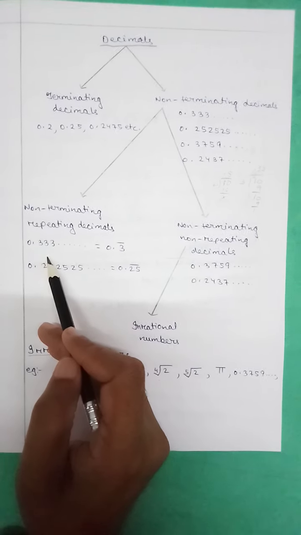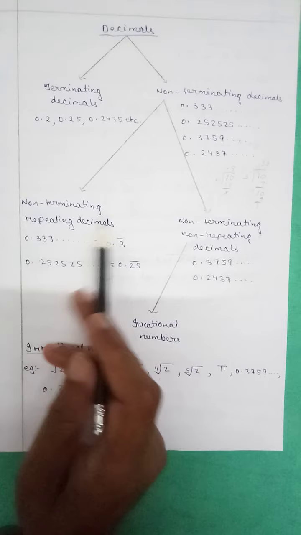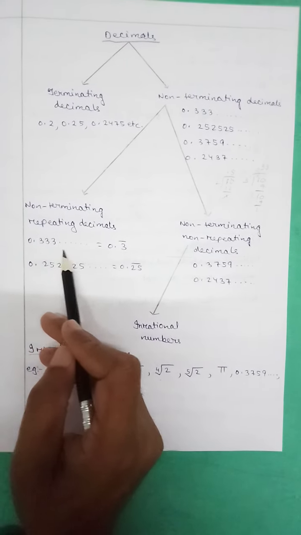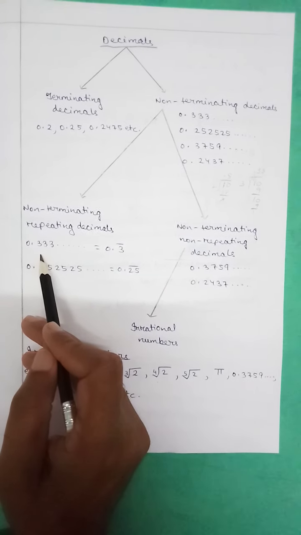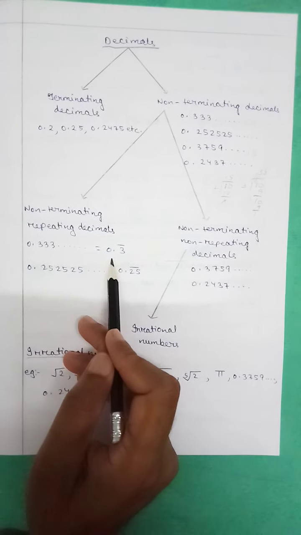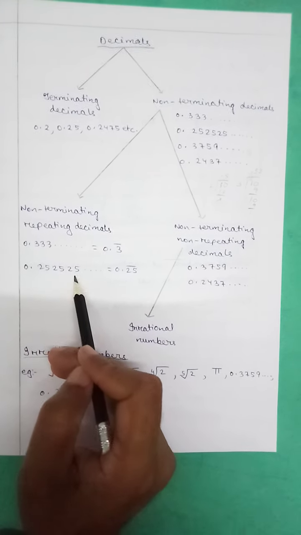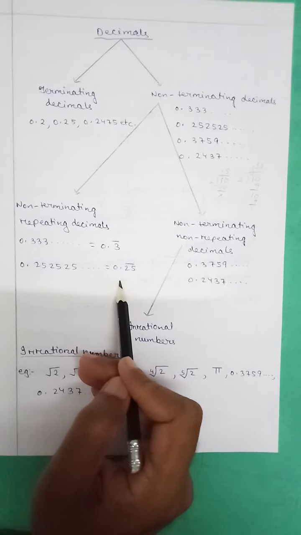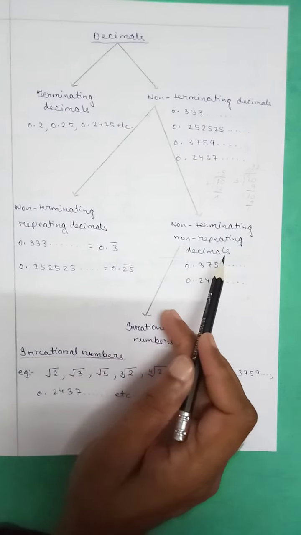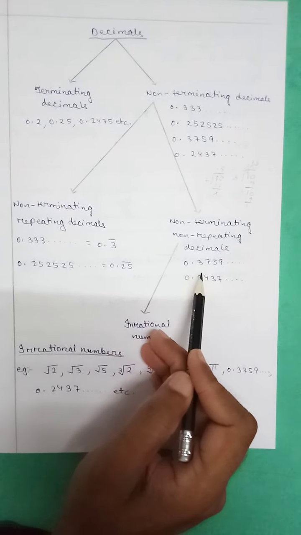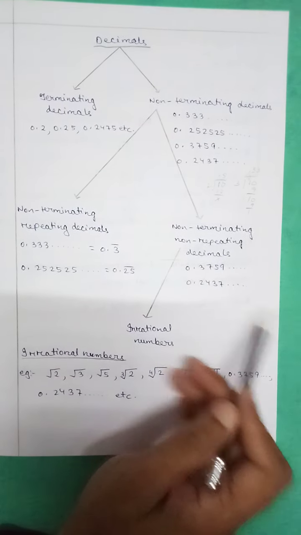In place of repeating, we can use another word, recurring decimals also. Take the first two examples from that. 0.3333 goes on, that is a non-terminating repeating decimal because numbers are repeated. Here 3 is the repeated number, so we can write 0.3 bar. In the second one, 0.252525 dot dot dot, here 25 is the repeated number, so you can write 0.25 bar. Now non-terminating non-repeating decimals, that is the third and fourth examples, 0.3759 so and so, 0.2437 so and so.